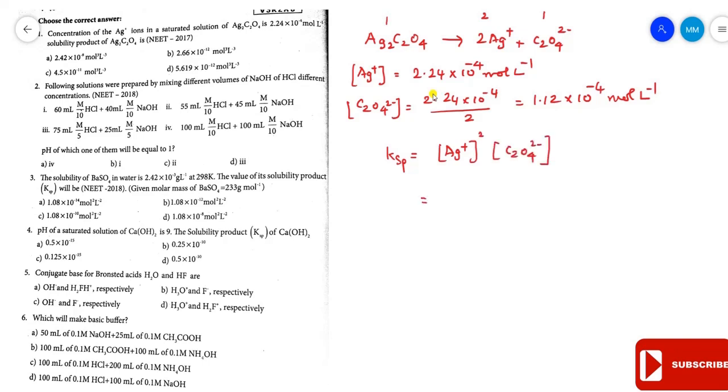So, the value of Ag plus given is 2.24 into 10 power minus 4 whole square. Oxalate ion 1.12 into 10 to the power of minus 4.